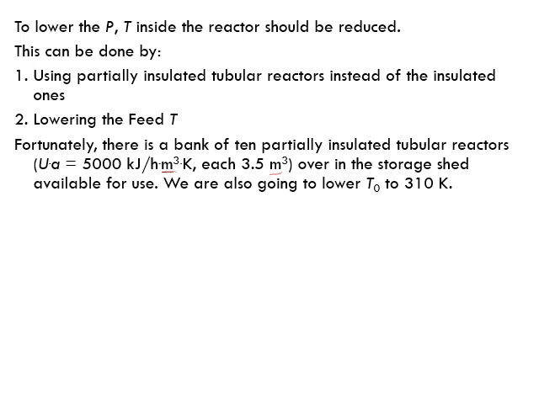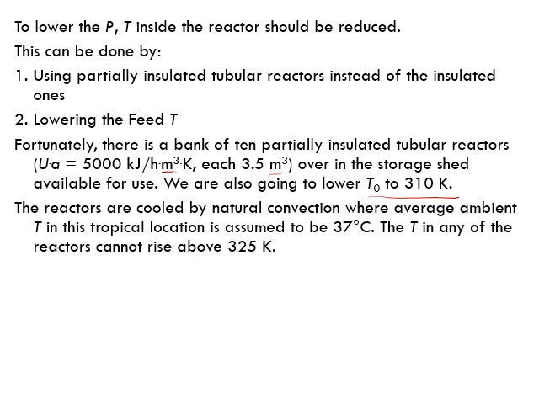So we have these partially insulated tubular reactors in the storage shed available for use. We are also going to lower the feed temperature. Remember, the feed temperature was around 330, so we're going to lower it to 310 Kelvin. So we're going to do both tricks. The reactors are cooled by natural convection, where average ambient temperature in this tropical location is assumed to be 37 degrees C. The temperature in any of the reactors cannot rise above 325 Kelvin.